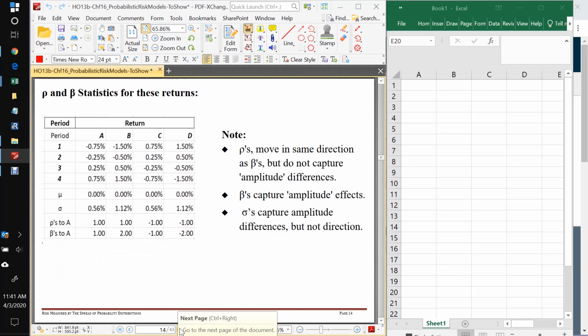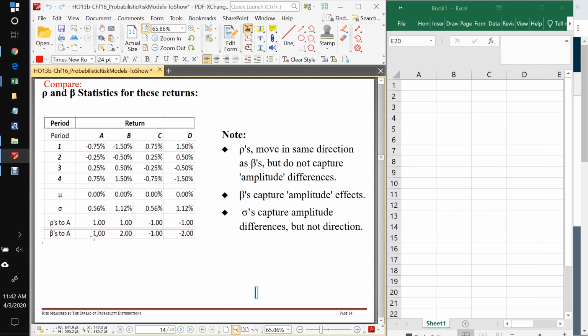Okay, so now let's compare our rho and beta statistics for these returns. That's what I really want to get us to here. So what do we have here? If we look at rhos, remember rho does not include amplitude effects. So the correlation coefficient of A and B, even though B's amplitude is twice A, it's moving in the exact same direction, so it gives us a correlation coefficient of 1.